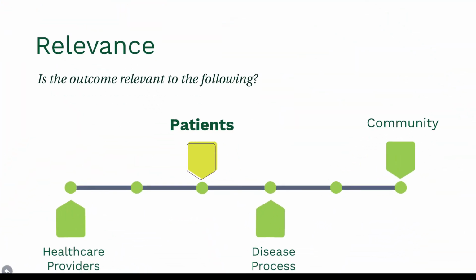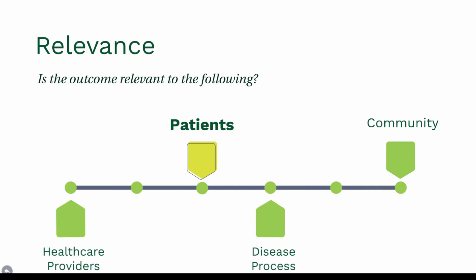So what about the relevance of this outcome? Is it relevant to the following groups: healthcare providers, patients, disease process, and the community at large with this disorder, or just in general, the community at large? So if you're measuring something that is so obscure that patients in the real world aren't going to care about that, then it's probably not the best outcome. This goes with understanding your outcome, how it acts. It's not necessarily something that the patients would care about. So you need to really maybe then incorporate something that's meaningful to the patient population.